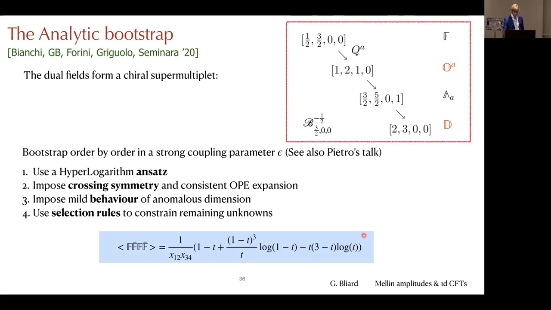Doing this, we find a single solution for the first component of this chiral supermultiplet, which is of this form. We can then relate this to the other bosonic correlators, and we find an agreement with the perturbative calculation at strong coupling.